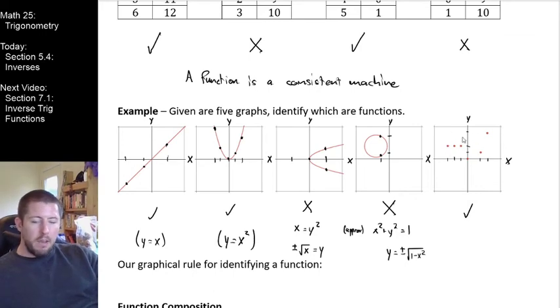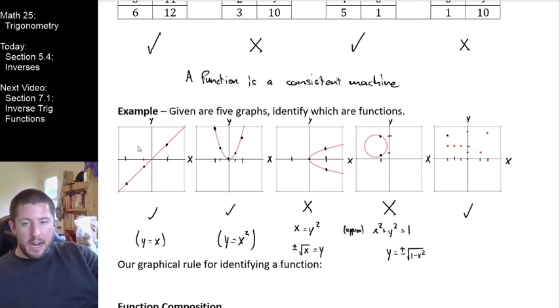To ruin this being a function, an easy thing I could do would be to just put another point right there. Notice that if I plop down this point on the graph, now when we go to this x location right here, there are two different y values tied to it. This y value down here and another y value right here. That would make me inconsistent. It only takes one point.